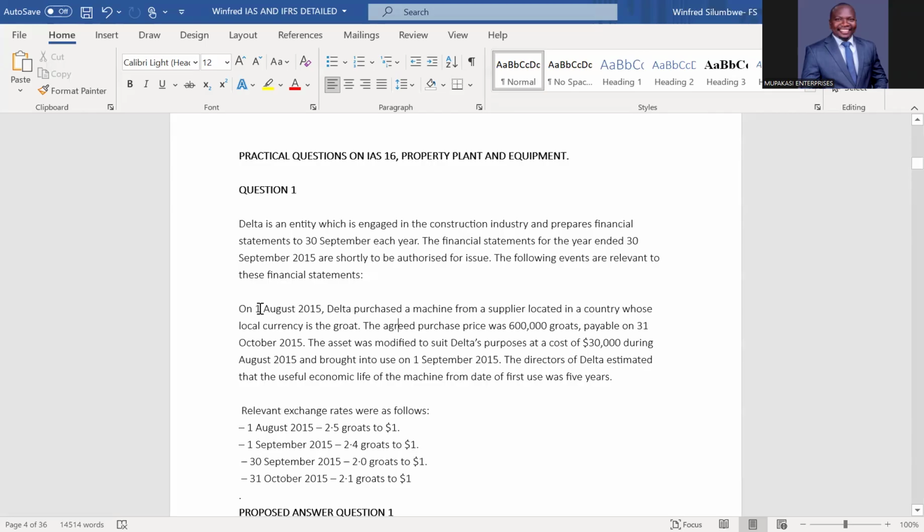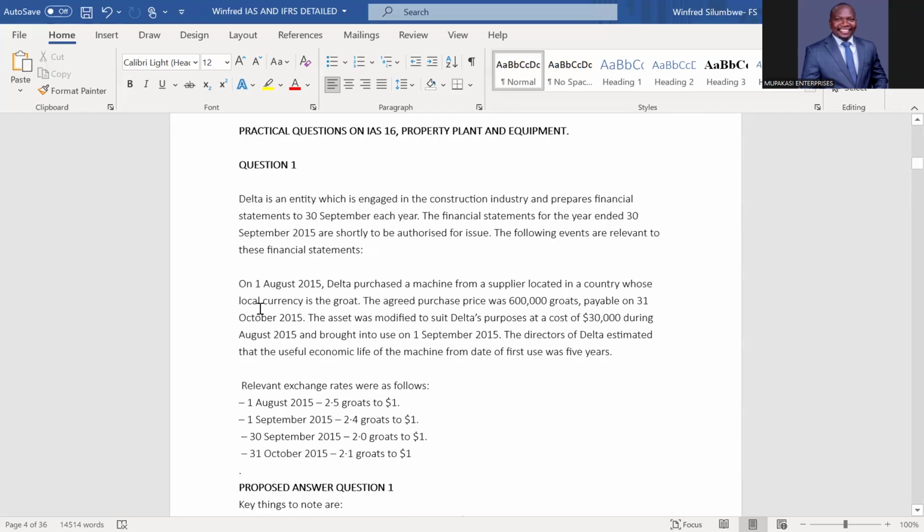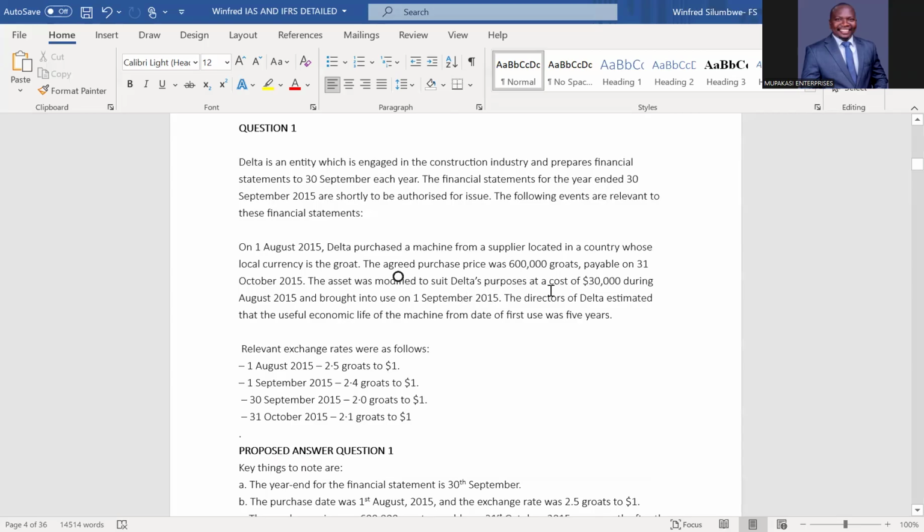So after it was bought, it was paid 3 months later, because it was bought in August. We count August, September, even October. So 3 months after the purchase and 1 month after the year end. This is very important. Again, it's very important for you to note that he also incurred a $30,000 modification cost, and this is already in the local currency. It is not going to be changed.